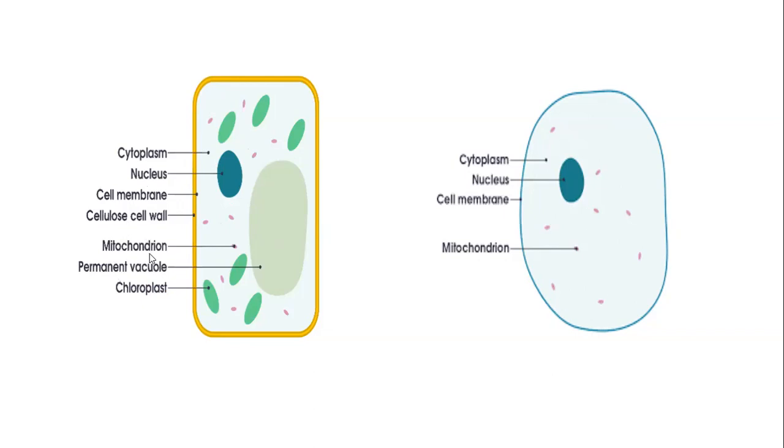Mitochondria is the powerhouse of the cell, and vacuole is like the storage organelle, and chloroplast are the plastids that have chlorophyll. Chlorophyll is the green colored pigment which helps in photosynthesis.